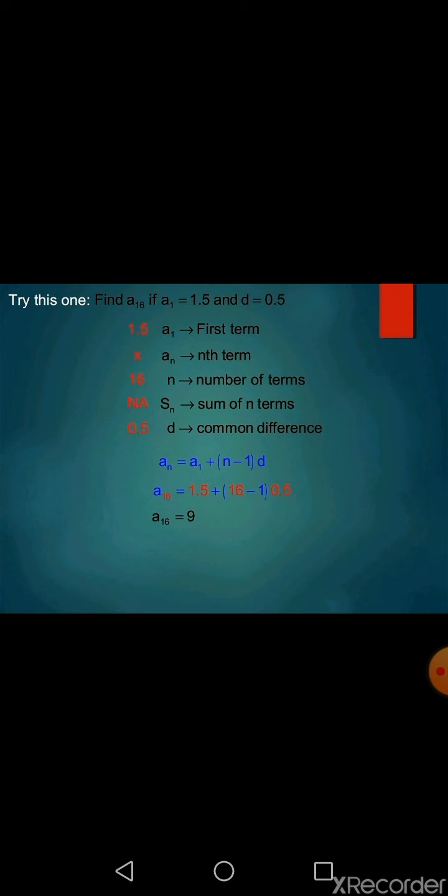So I will write the formula of the arithmetic sequence. It will be a_n equals a1 plus n minus 1 times d. a1 equals 1.5 plus n, 16, minus 1 times half. So a16 equals 9. Again, we'll start with the bracket. 16 minus 1 equals 15. 15 times half equals 7.5. 7.5 plus 1.5 equals 9.